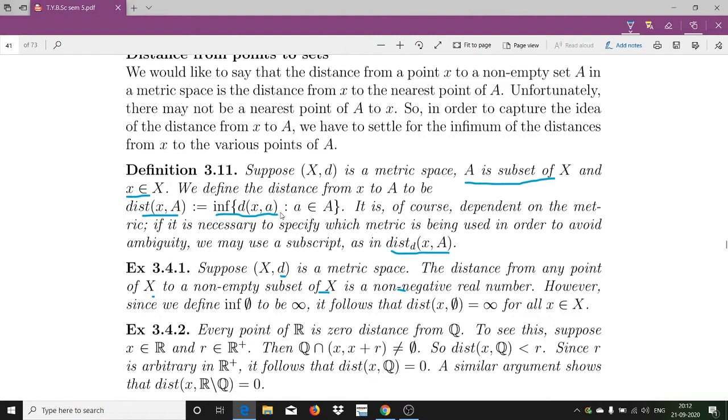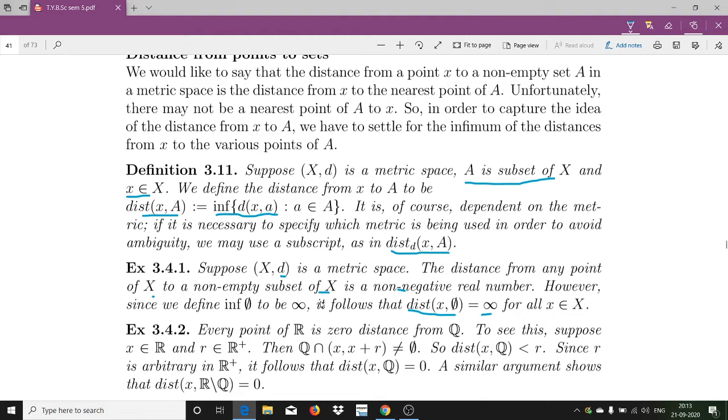But what will happen if your set A is the empty set? What will be the distance between x and the empty set phi? If you go by the definition, the distance from x to phi is the infimum of all d(x, a), where a belongs to the empty set phi. But phi does not have any element. So the set of which you are taking the infimum is the empty set. That means the distance between x and phi is the infimum of the empty set. But the infimum of the empty set is infinity. Therefore, in that case, we say the distance between x and phi is infinity.